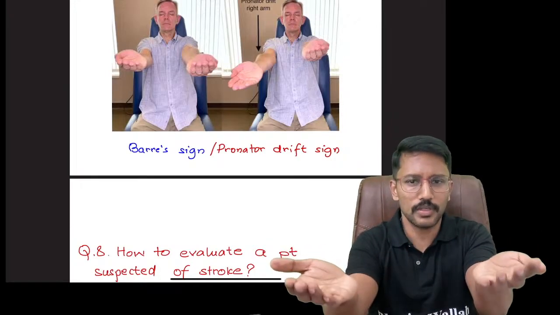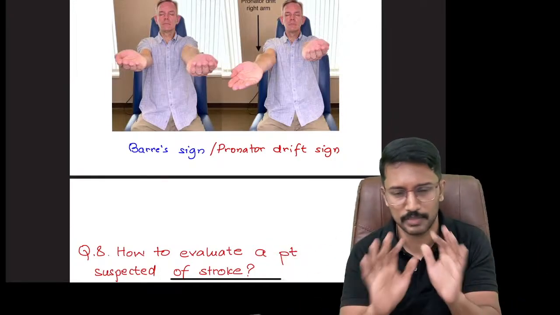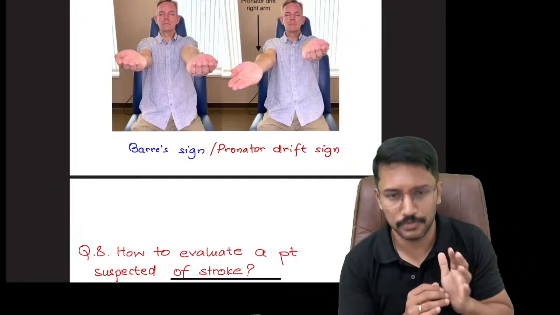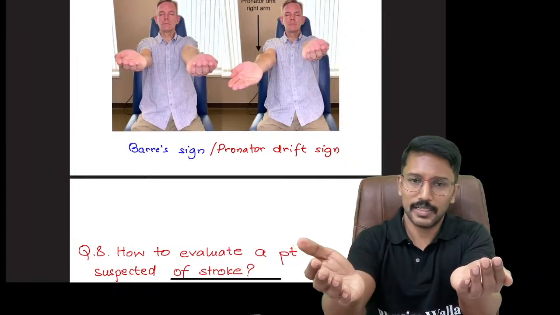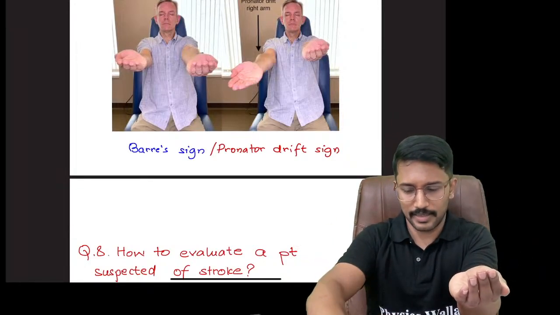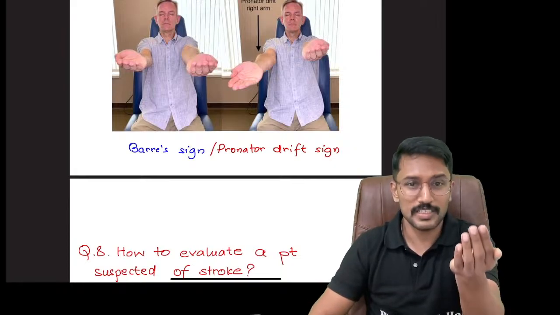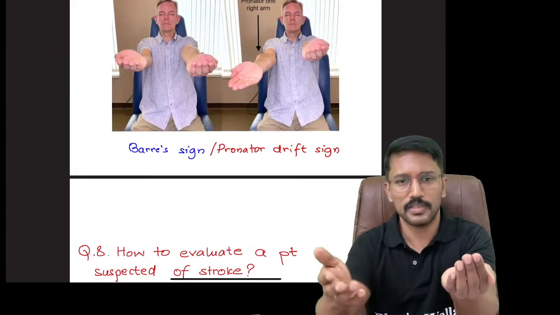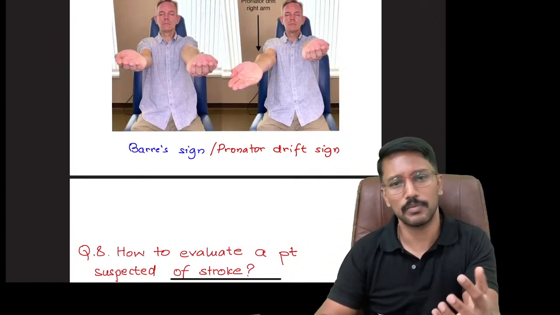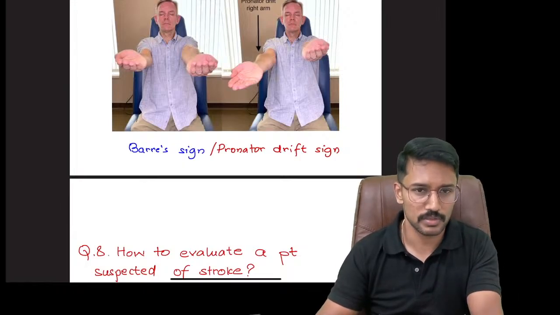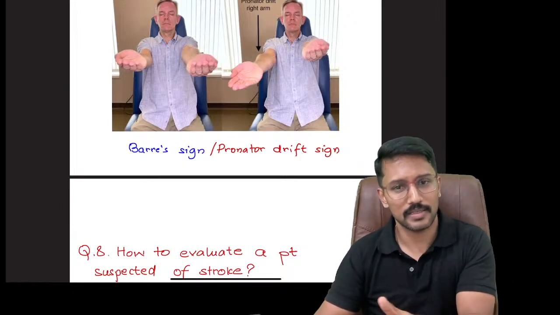If he is able to hold it for more than 30 seconds, fair and good. That means both sides' power is fine. He probably does not have stroke. But if one side slowly starts pronating and then drifts down, we call it pronation and drifting. So we call it the pronated drift sign, and it is named after the neuroscientist who first proposed this, called Barry. So we call it Barry sign.